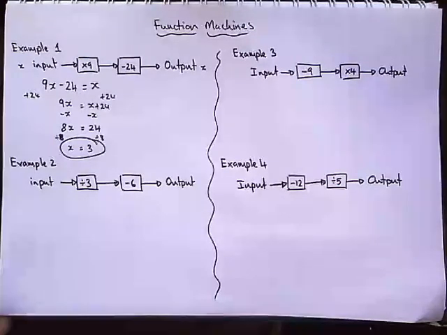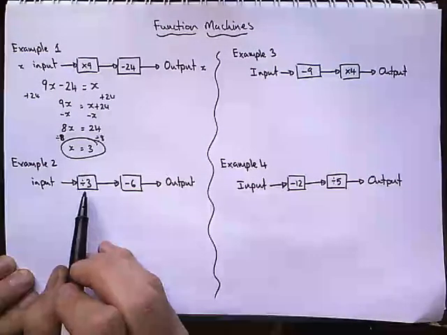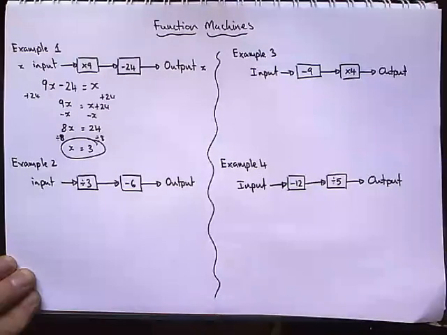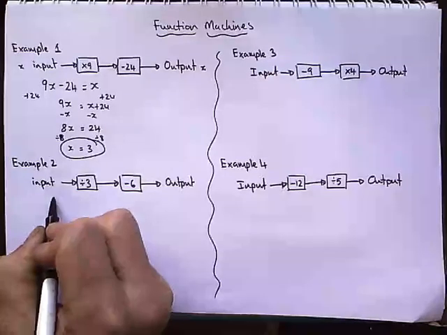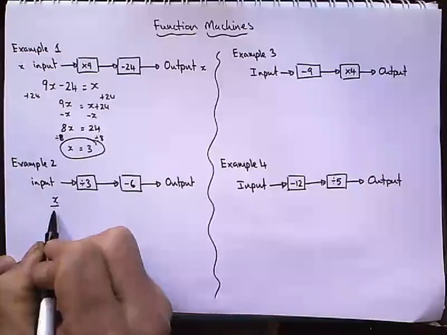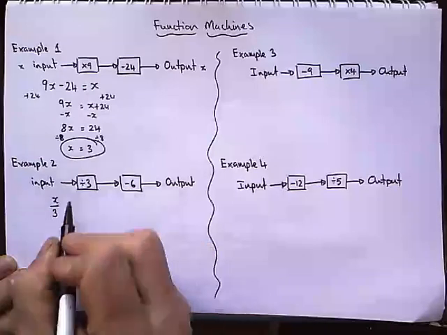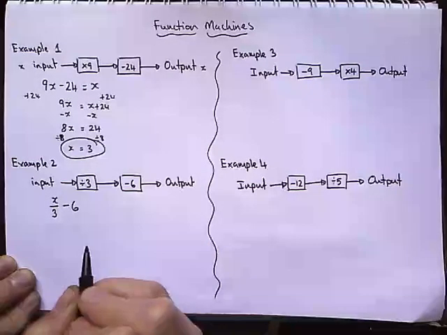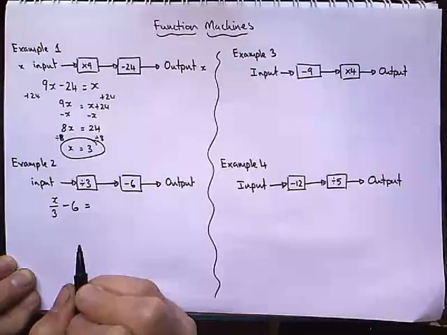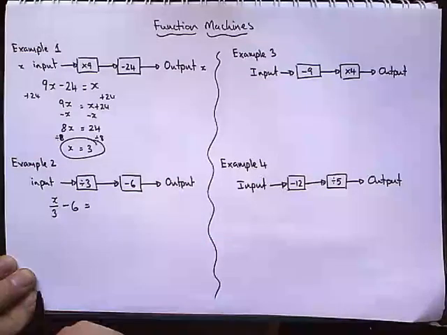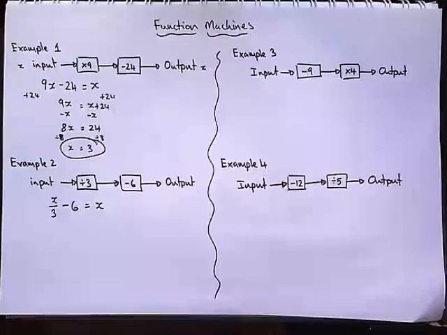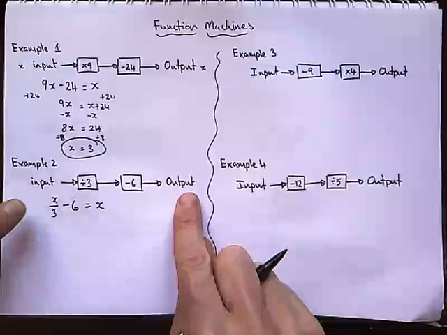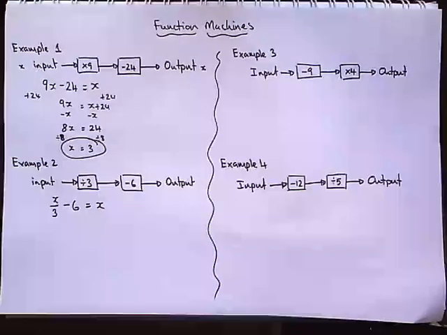So, second example, I have an input. I divide it by 3, I take away 6, and then I get my output. So let's have a look at what this equation would look like. If my input is x, I then divide it by 3, then I take away 6, and it's equal to the output, but the output is equal to the input. So I put x in and I've got x out. So now I need to solve this.